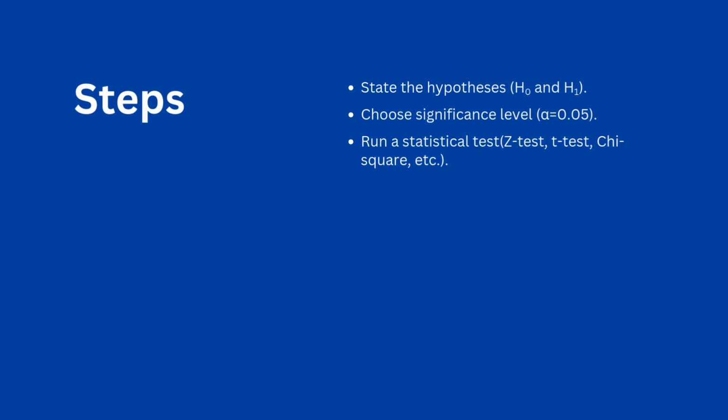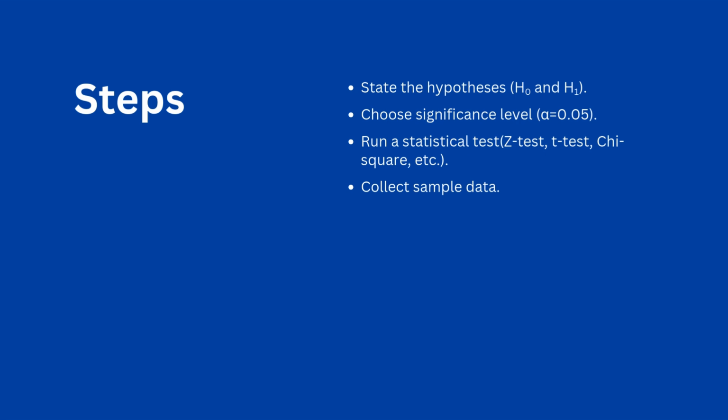Step 3, select the appropriate test. Depending on the data and research question, you choose a statistical test. This could be a z-test, t-test, chi-square, or ANOVA. Now step 4, which is collecting data. Gather a representative sample to ensure the evidence you collect is reliable.